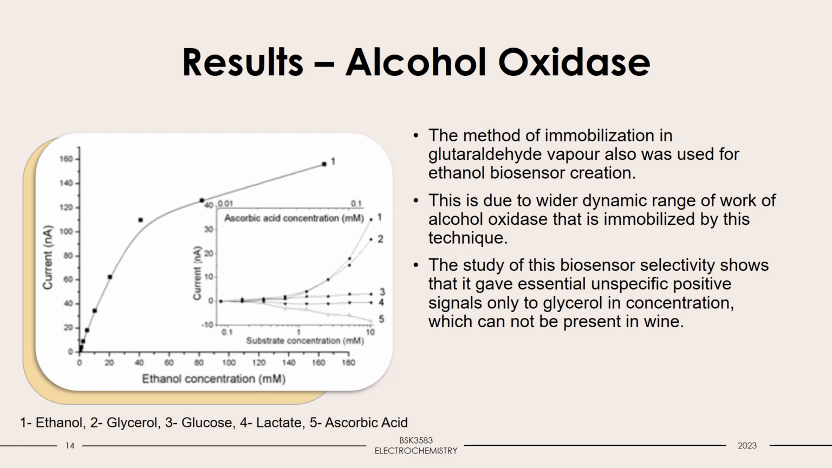Lastly, this is the result of the analysis using alcohol oxidase enzyme. The method of immobilization in glutaraldehyde vapor was also used for ethanol biosensor creation. This is due to the wider dynamic range of work of alcohol oxidase immobilized using this method. The study of this biosensor's selectivity shows that it gave essential unspecific positive signals only to glycerol in a concentration which cannot be present in wine.